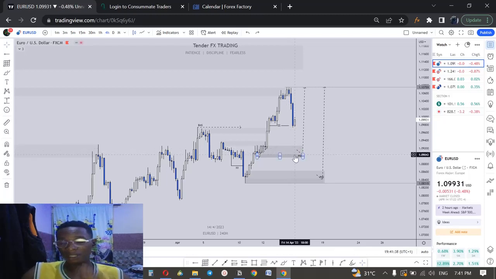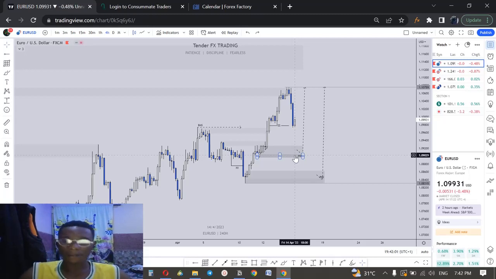Once price delivers to this demand zone right here, I want to confirm the demand zone on the lower time frame, because that is what really gives me confidence to execute my trade. And that is what really makes my trading idea a sound trading idea. Without waiting for that confirmation, trust me family, that trading idea is totally not a sound trading idea.